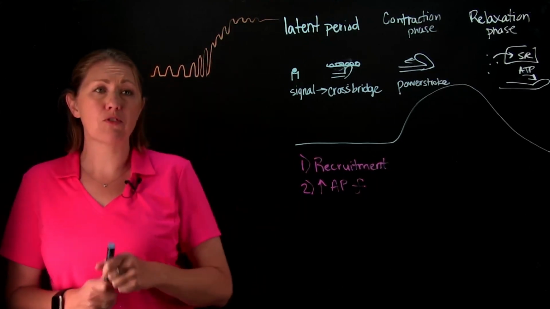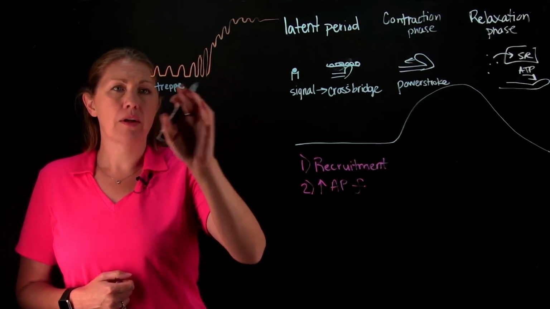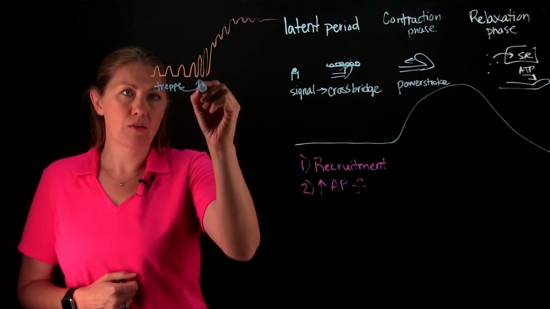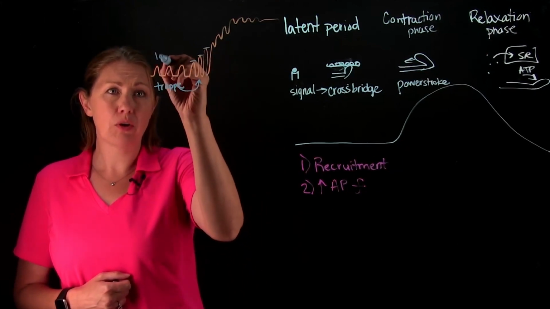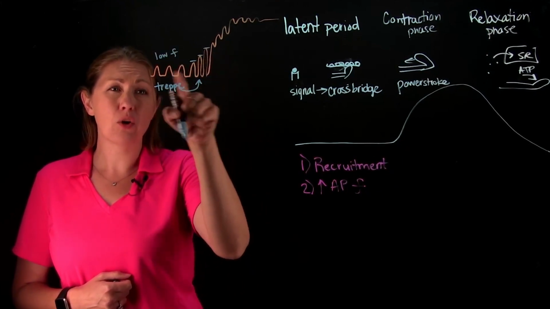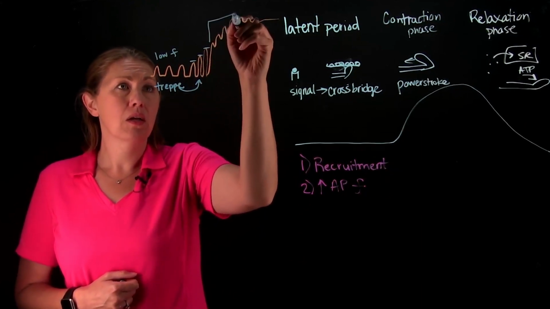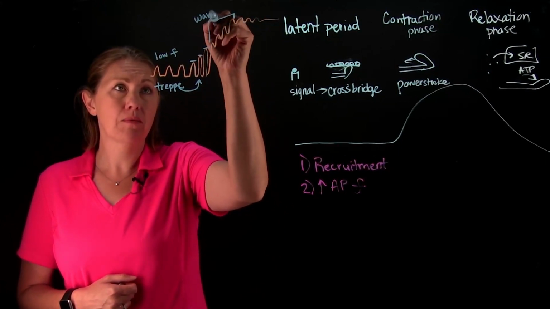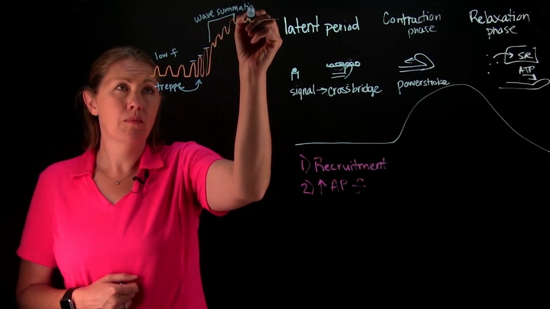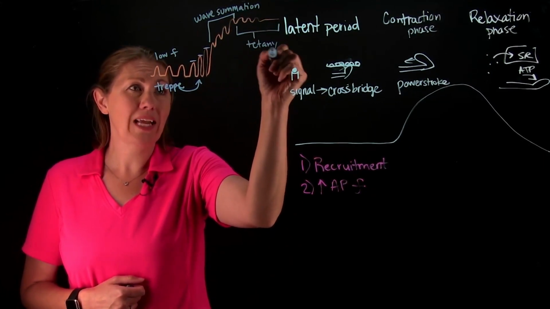So the first one up here is, oh, sorry, this one's slow. Treppe's not till here. I should have noticed that. So here is just low frequency. Here, you don't have any building. Treppe, you're building. Here, you're not letting it come all the way back to rest. This is wave summation. And here is tetanus, or tetany.